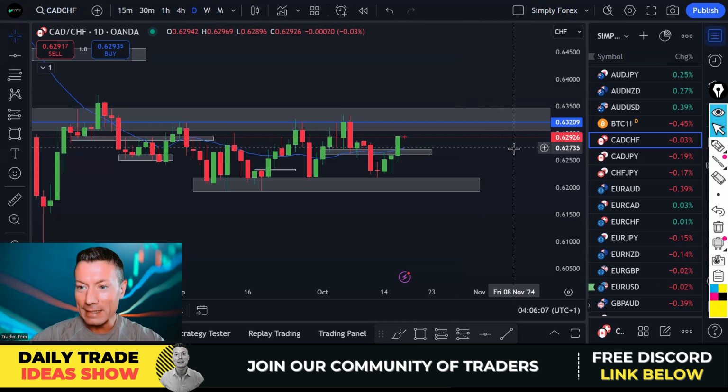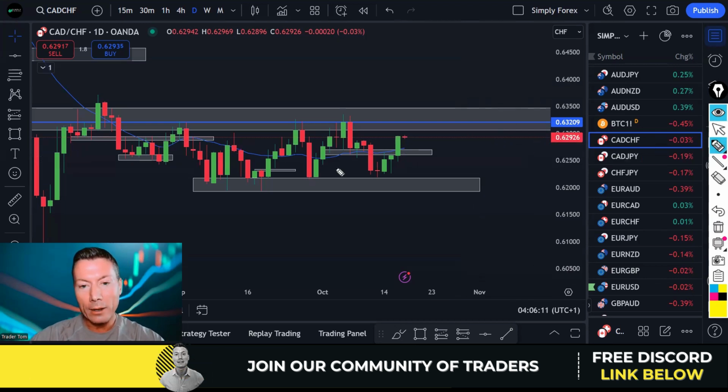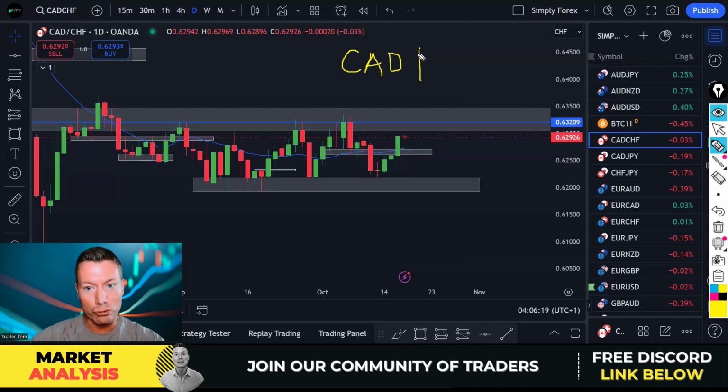So let's dive in. Let's get started. So we've got lots to do, guys. We've got lots of trades. Now, the first thing I should point out is this. We are seeing CAD strength, right? This is strong like bull, and we're seeing some Swiss franc weakness.